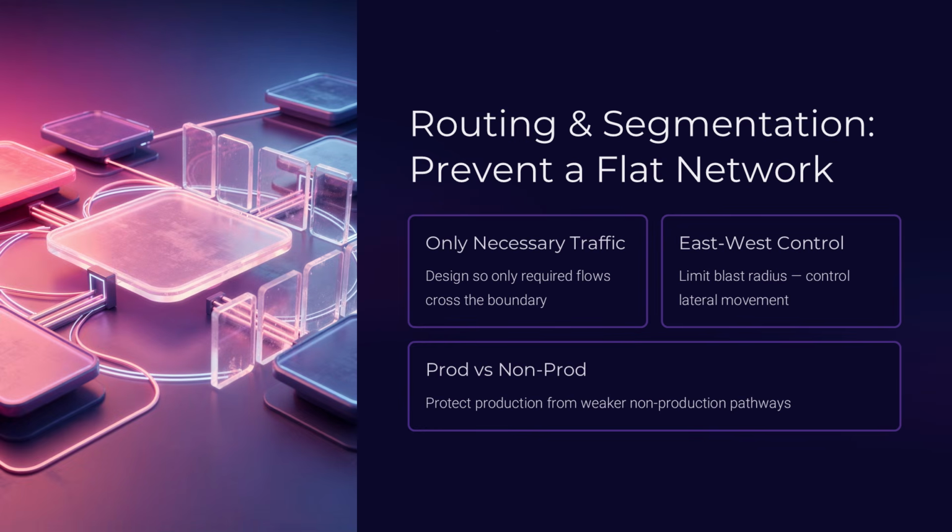With governance clear, you now connect hybrid design to routing and segmentation because connectivity without boundaries creates enterprise risk. When you connect cloud and on-premises environments, you do not want everything talking to everything by default. You design segmentation so only necessary traffic crosses the boundary, and you control east-west movement to reduce blast radius.